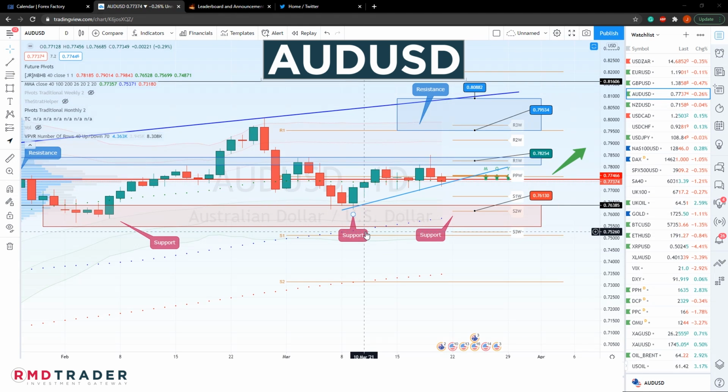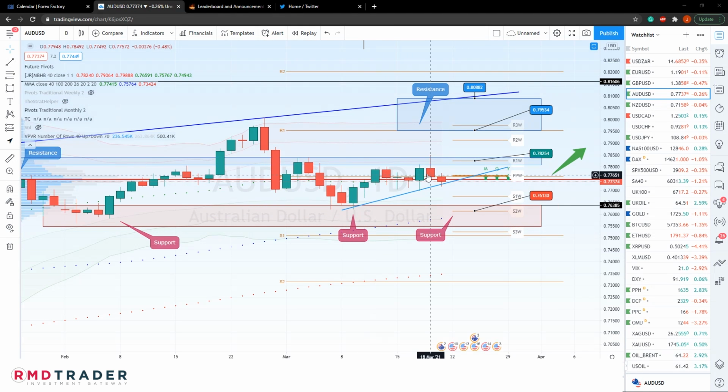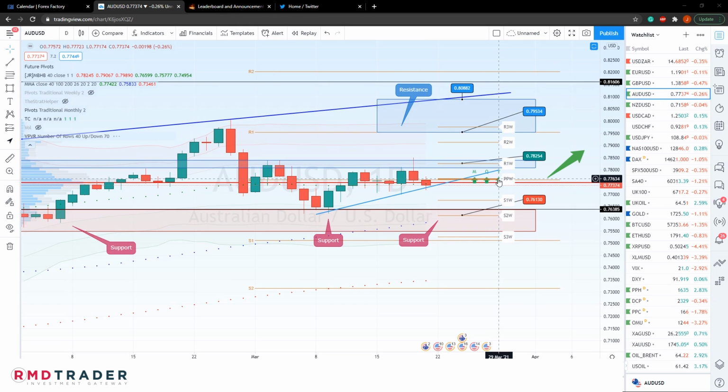Having a look now at the Australian dollar USD, price is currently consolidating with the overall trend still bullish, with the yearly, quarterly and monthly candles all pointing upwards. We have some overhead resistance near 0.782. That is where we have our weekly R1. A break above that will see targets realized in the vicinity of 0.795.